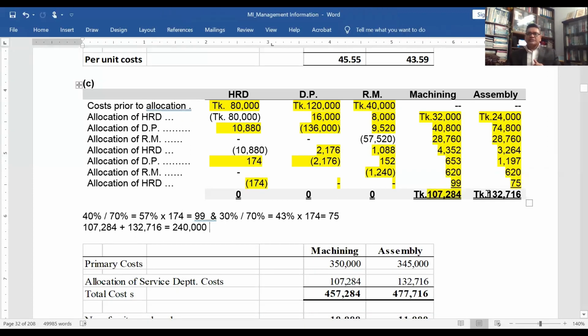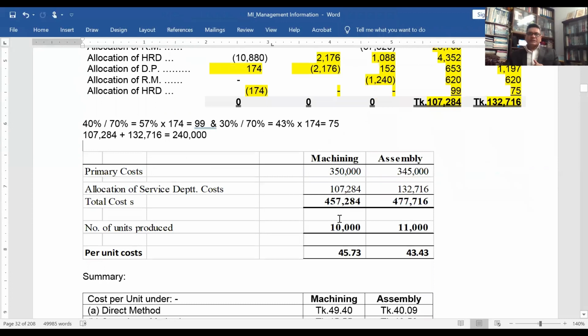1,700,284 taka, and assembly 134,32, 7,116. So come here. With the primary cost, if we add the overhead allocation of this reciprocal method, we get the machining department's total cost 4,57,284, and assembly department 4,77,716. And if we divide by the number of units, then the cost of the machining department is 45.73 taka, and the assembly department is 43.43 taka.